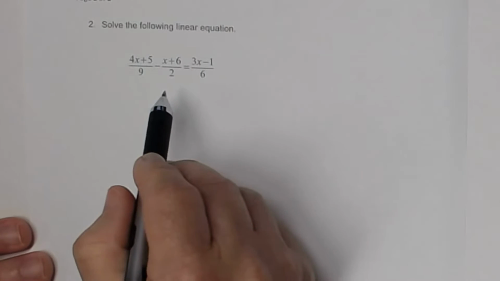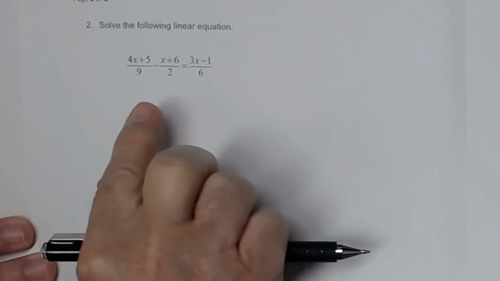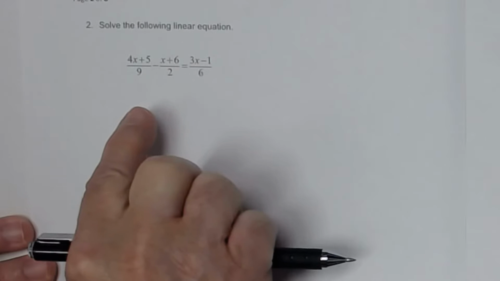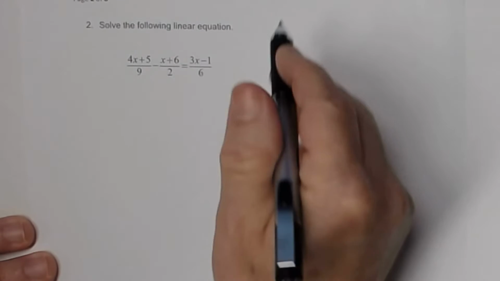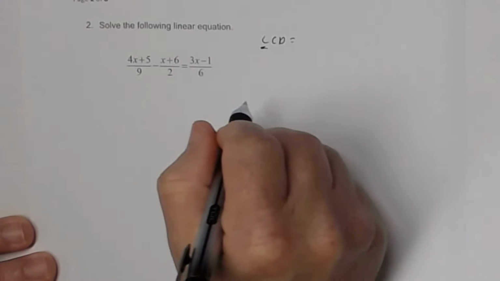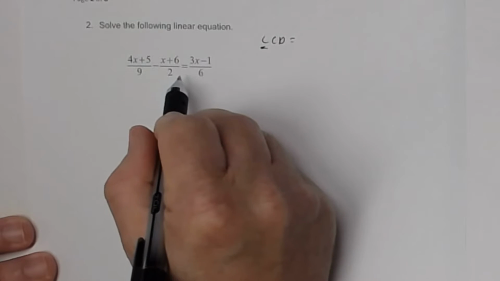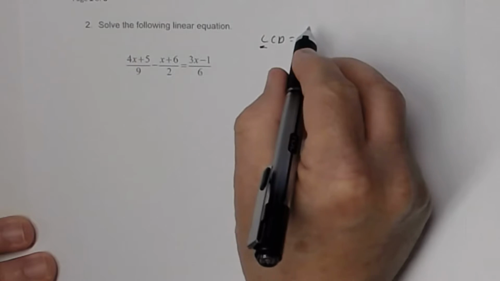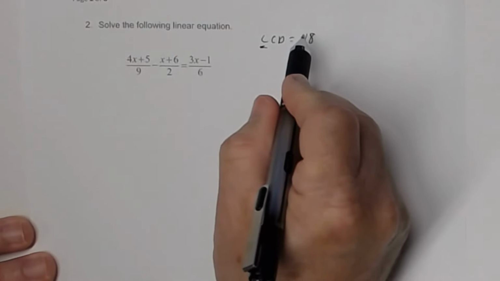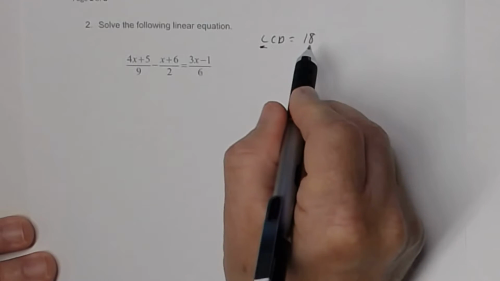So the way I wanted you to do this is, first of all, to clear those fractions. So I want you to clear the fractions first. And to do that, we're going to first need to find the least common denominator. So the smallest factor that 9, 2, and 6 will go into will be, in this case, 18. Okay, so 9 goes into 18 2 times, 2 goes into 18 9 times, 6 goes into 18 3 times.